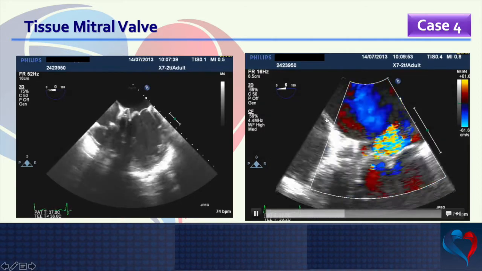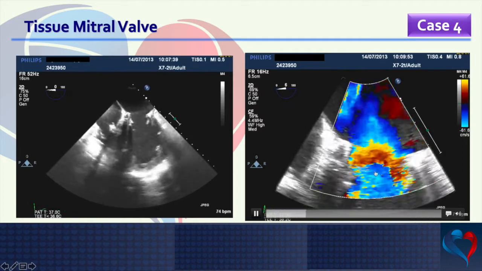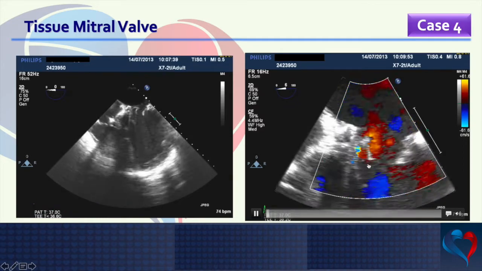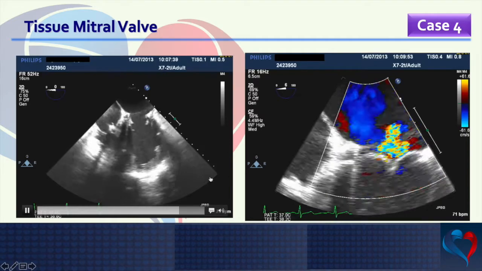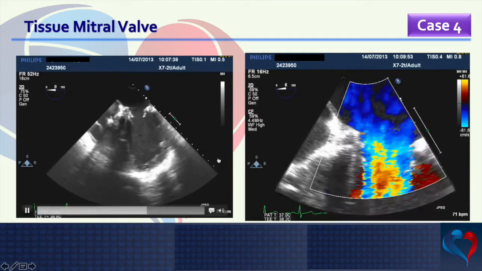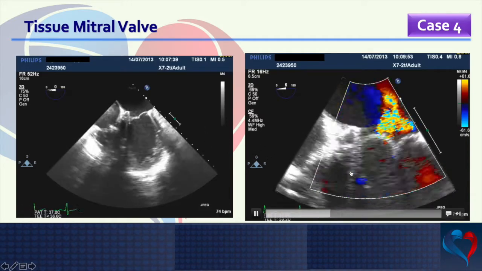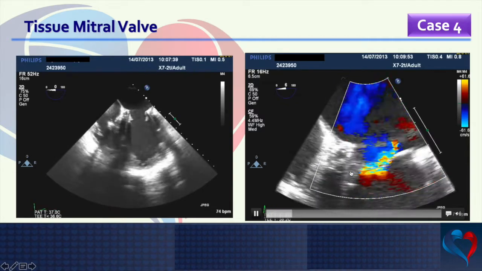This is the color flow. You can see here this is a severe mitral valve regurgitation, but it's not very clear why the mitral valve is having so much regurgitation.